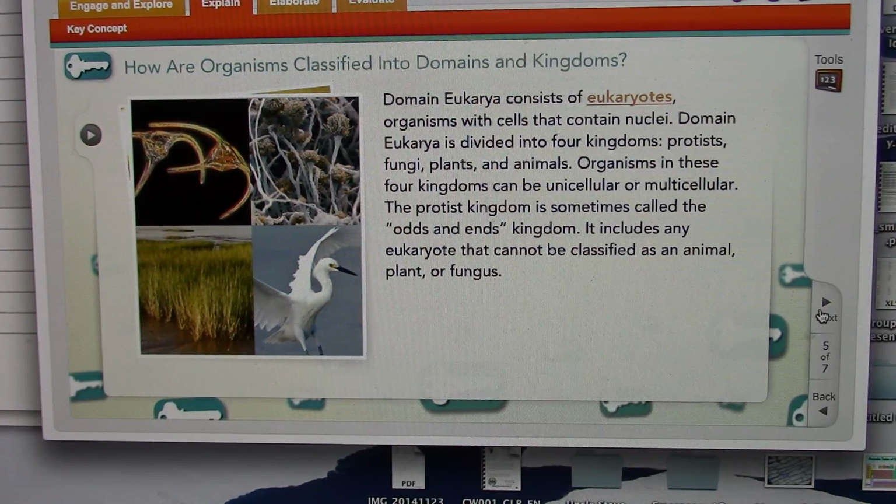The domain Eukarya has 4 separate kingdoms: protists, fungi, plants, and animals. Protists are single-celled. Fungi, you know what a fungus is. Plants, you know what plants are. And animals, right? So, the protist kingdom is sometimes called the odds and ends. Anything that is not an animal, plant, or a fungus is typically put into the protist kingdom.